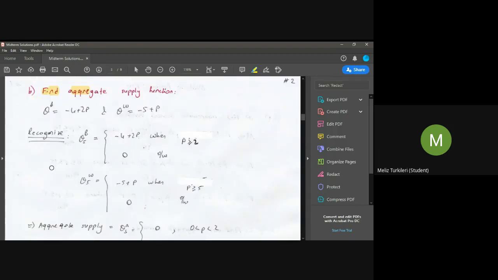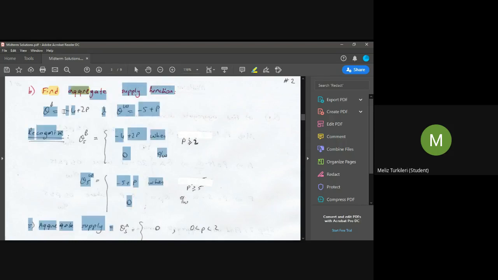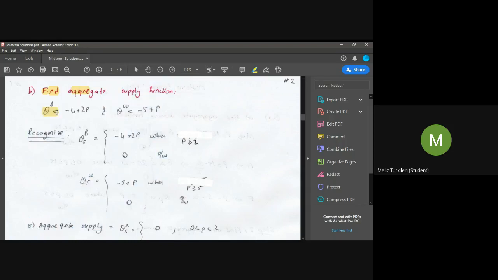So let's go on with the supply function. We have two different supply functions. One of them is the black shirt factory. It is -4 plus 2p. And for the white shirt factory, we have -5 plus p, this part.